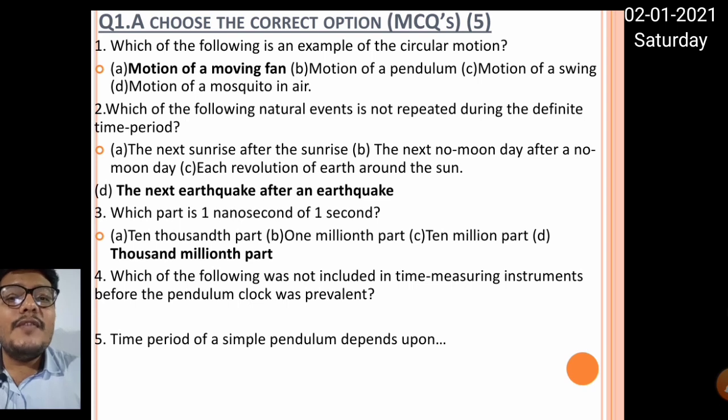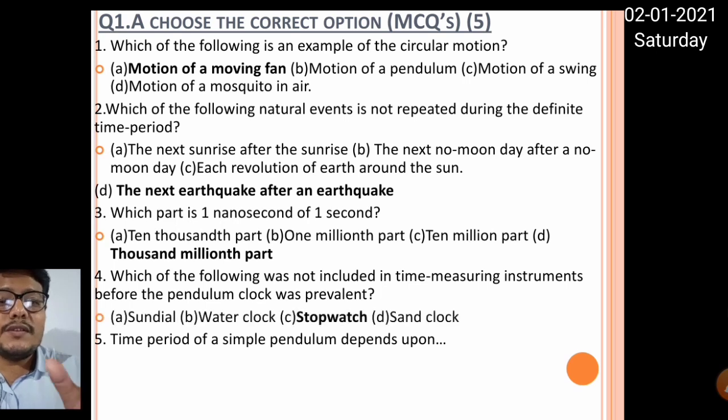See number 4. Which of the following was not included in the time measuring instruments before the pendulum clock was invented? Before the pendulum clock, what was the thing which was not used for measuring time? So sundial was used, water clock was used, sand clock was used, only the stopwatch was not, right? The stopwatch was invented after the regular clock or after the pendulum clock, we can say that. So that is why stopwatch is your answer.